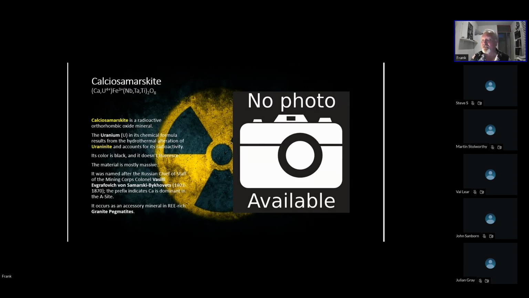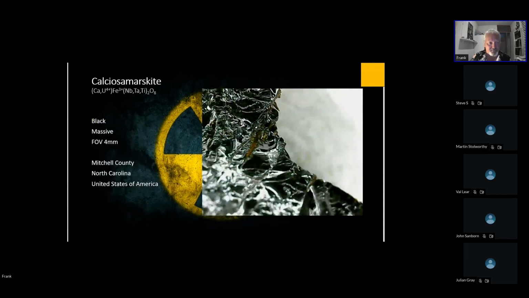It occurs as an accessory mineral in REE-rich granite pegmatites, and then the B specimens. I don't have a photo of the colonel, unfortunately. He lived a long time ago. And this is my specimen. It's a massive piece of black material from Mitchell County in North Carolina.